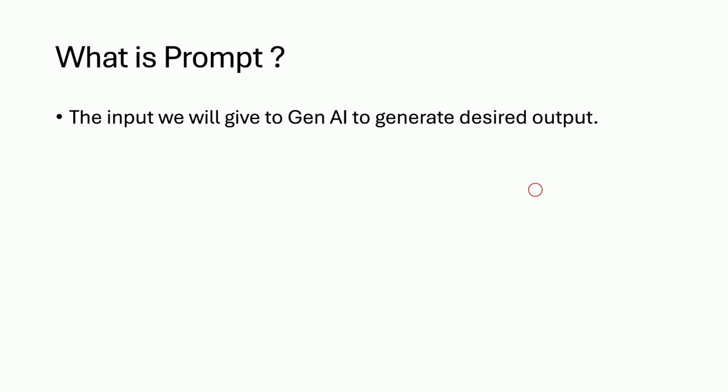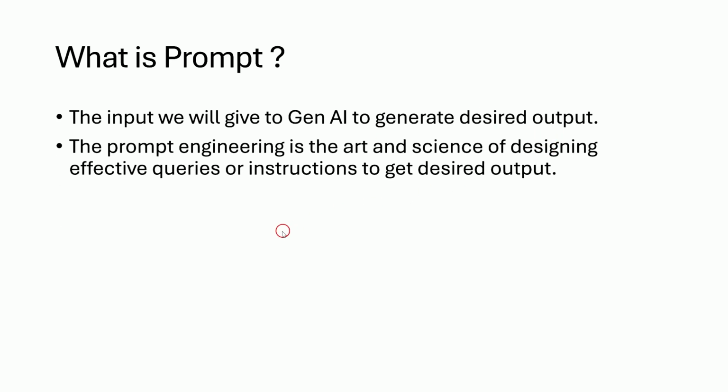In simple terms, a prompt is nothing but an input to our model. The input we give to generative AI to generate the desired output. For example, if you take ChatGPT, it is the text you have given to ChatGPT, and it will process it and generate the desired output. So that is the prompt. Simple.